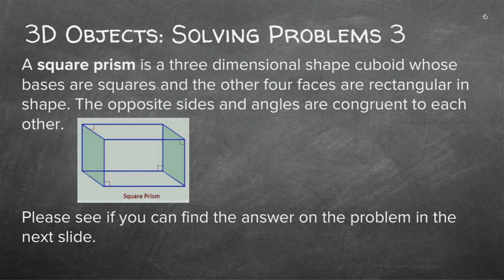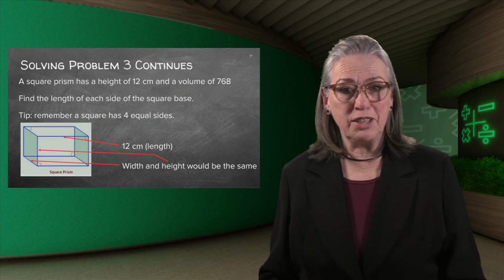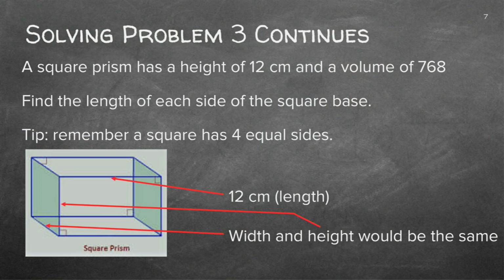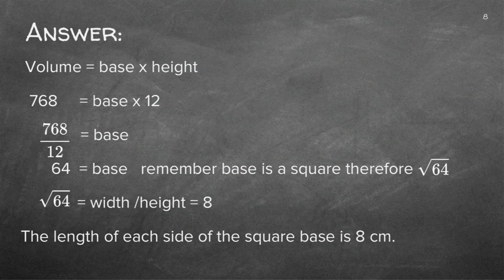Now remember this. Let's see if we can answer a question. A square prism has a height of 12 centimeter and a volume of 768 centimeter cubed. Find the length of each side of the square base. So they want us to find this length of the square base. So the width and the length would be the same, right? Because it's a square. So let's see.